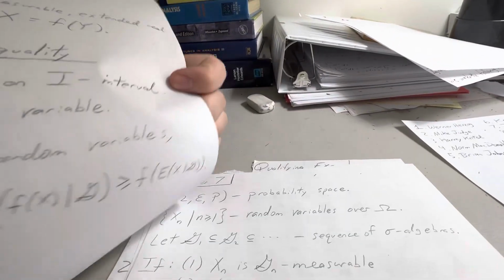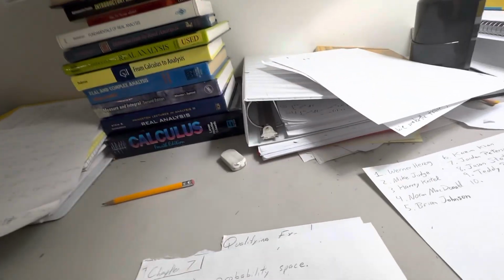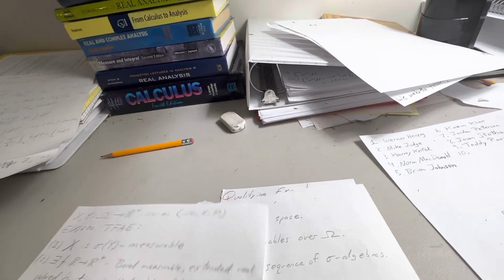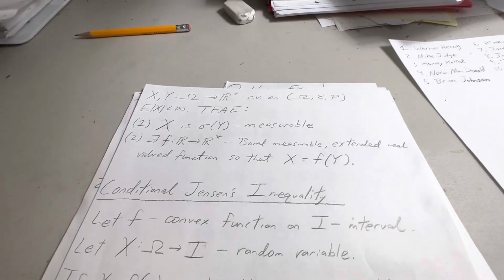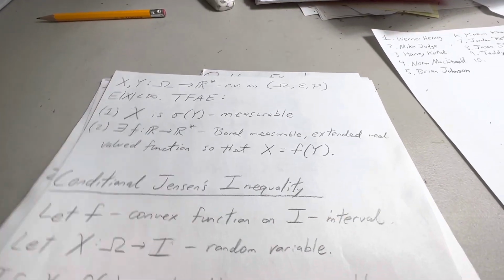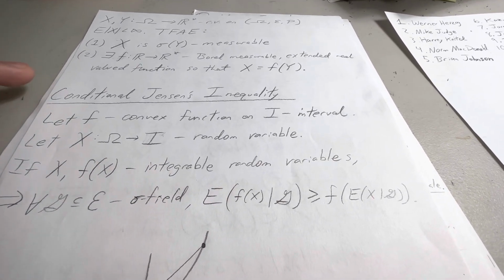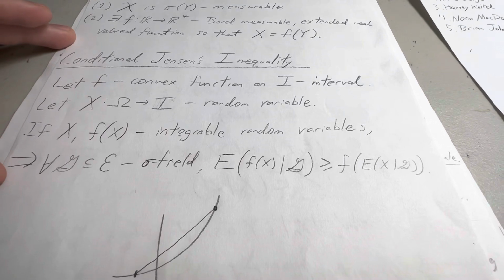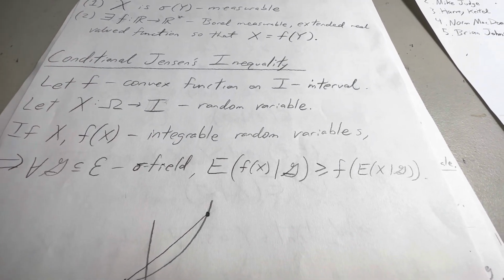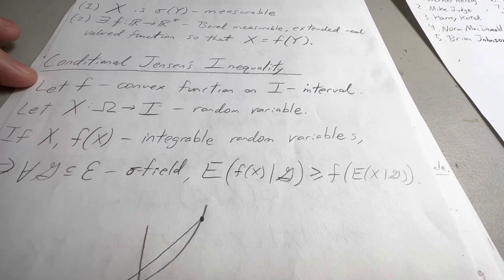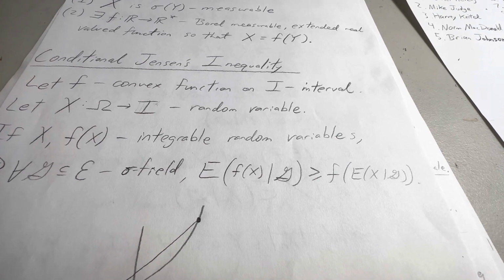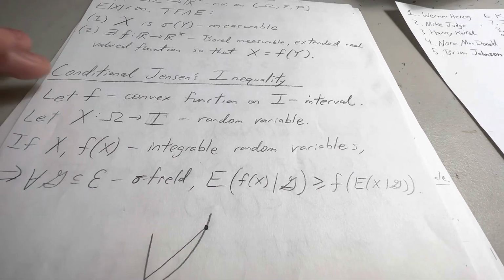Okay, conditional Jensen's. The other day I mentioned in the video that I had mentioned conditional Jensen's inequality to the instructor, so he added it when he forgot it. What it essentially says is that you can create new random variables from old.